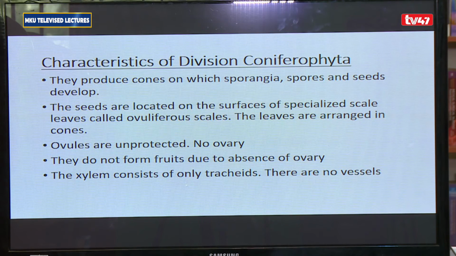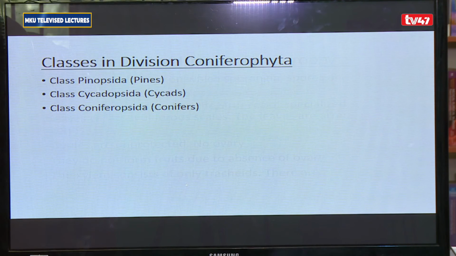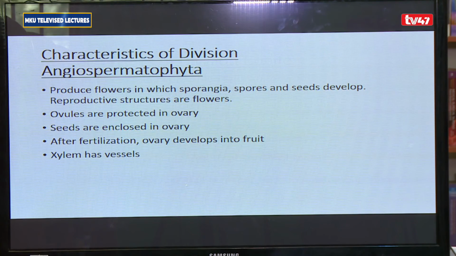For them, they do have the vascular tissue, but we find the xylem comprising of tracheids only, and there are no vessel elements, meaning the xylem is made up of the simpler type of cells. Now, Coniferophyta has got three classes. You have the classes Pinopsida, comprising of the pines, the class Cycadopsida, comprising of the cycads, and the class Coniferopsida, comprising of the conifers. The conifers tend to be the majority class compared to the others and have a bearing on the naming of this particular division.